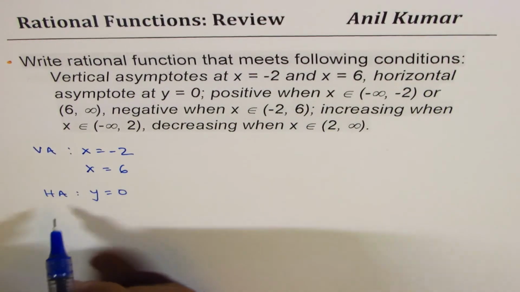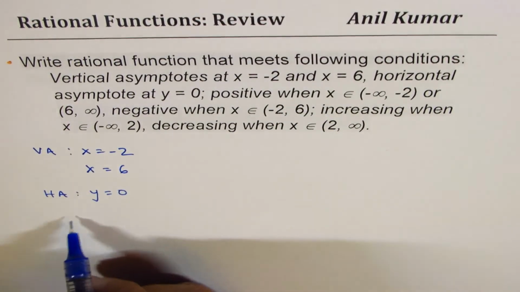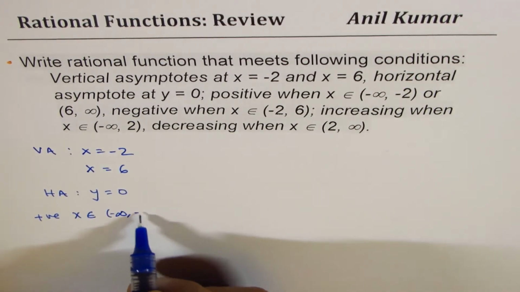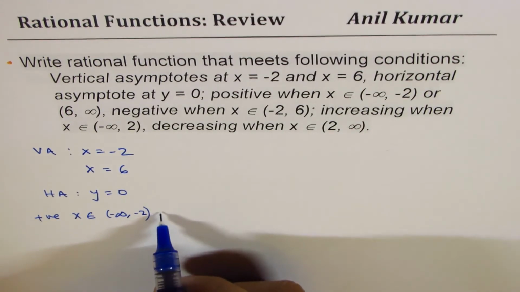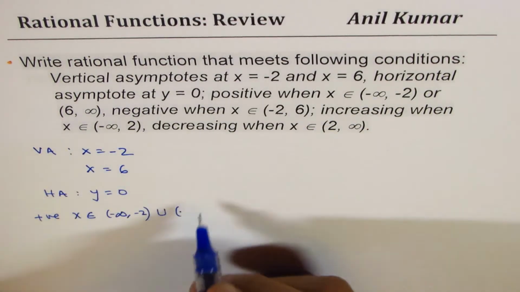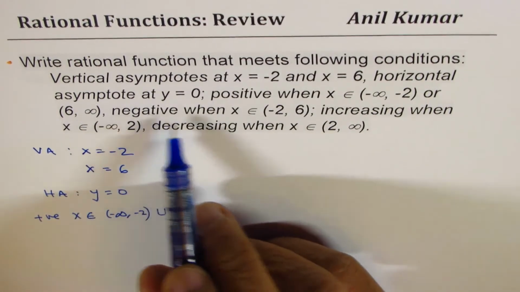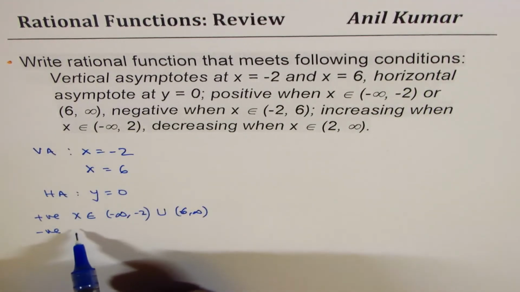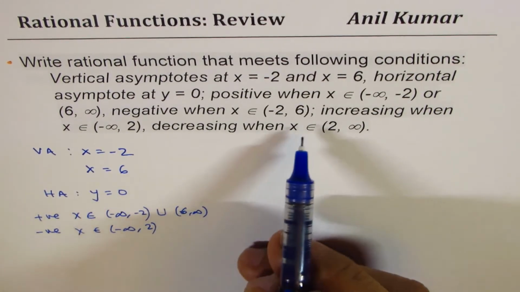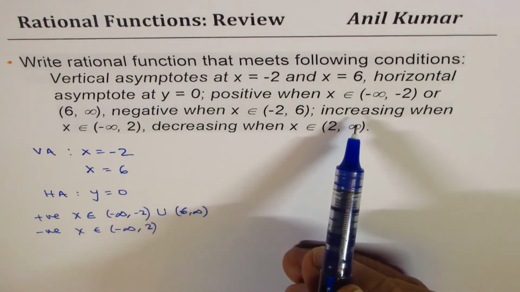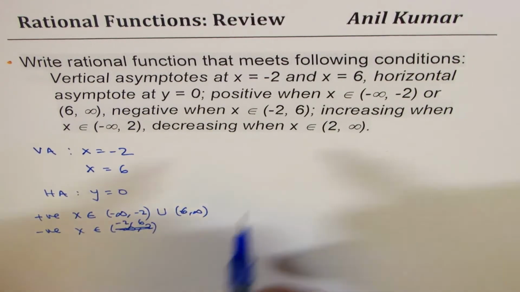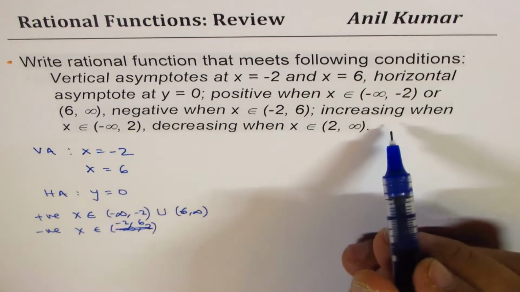Positive, so that means the function is positive when x belongs to minus infinity to minus 2, or minus 6 to infinity, okay. And negative when x belongs to minus infinity to 2. How could it be? Sorry. Minus 2 to 6, right? Minus 2 to 6. Increasing in this interval, decreasing in that.